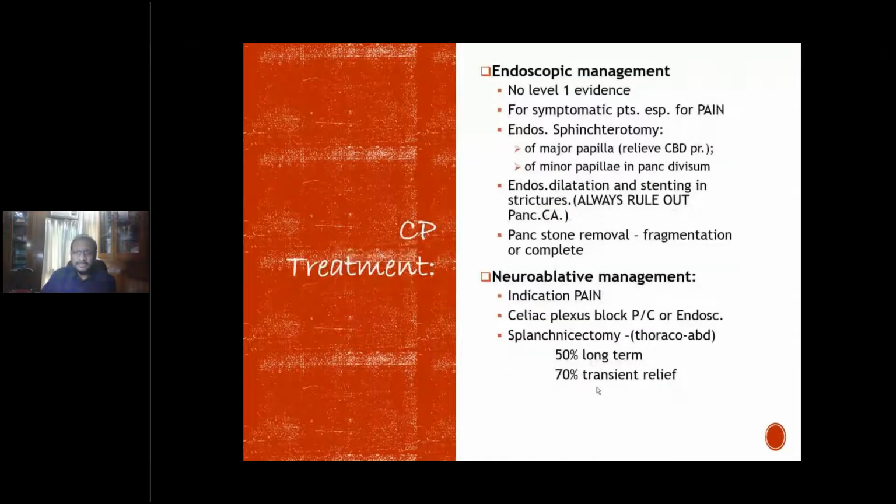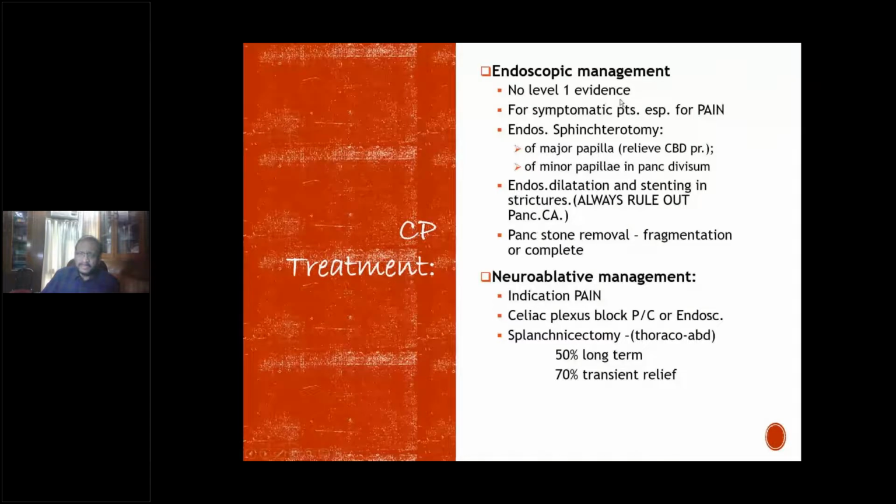Endoscopic management, no level 1 evidence. So initially, the treatment in every patient with chronic pancreatitis was endoscopic, ERCP and sphincterotomy. As of today, Love and Bailey does say that that should be the treatment of choice, but the rest of the textbooks of surgery say that it's no longer the gold standard, and that is the consensus of opinion. There's no level 1 evidence for symptomatic patients, especially pain.